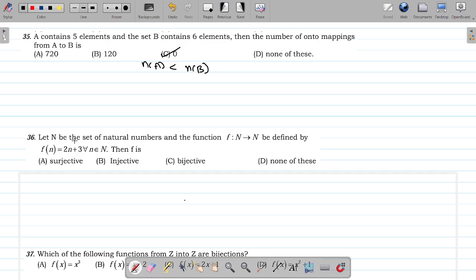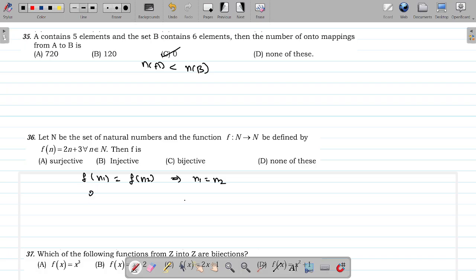Next question 36, let N be the set of natural numbers and the function f from N to N be defined by f of n equal to 2n plus 3 for all n belongs to N. Then f is, you have to say whether the given function is surjective, injective or bijective. Okay, so let us find out whether it is 1-1 or not, injective or not. Okay, how do you find injective? That is, f of n1 is equal to f of n2 must imply n1 is equal to n2. Okay, so find it out.